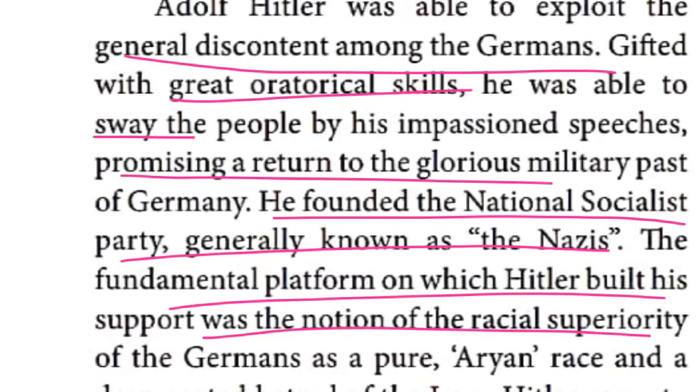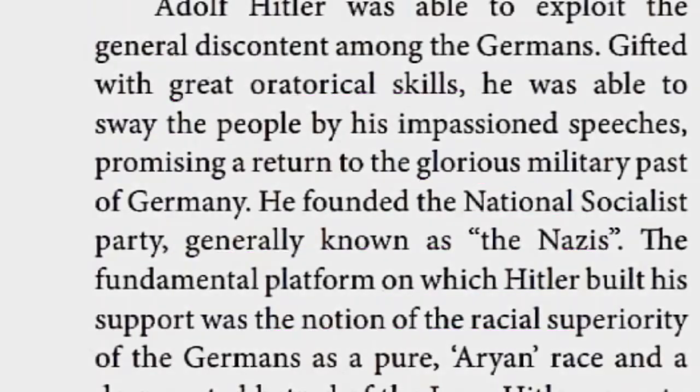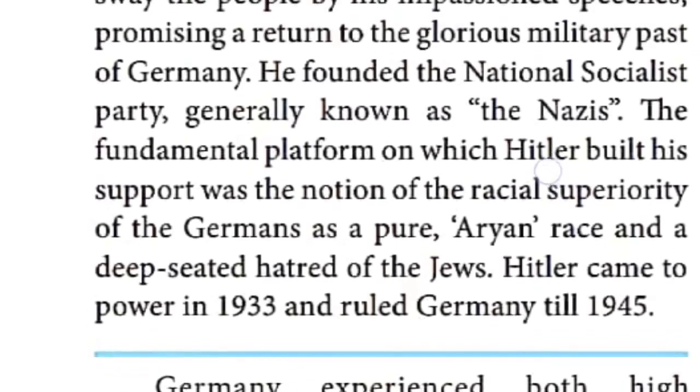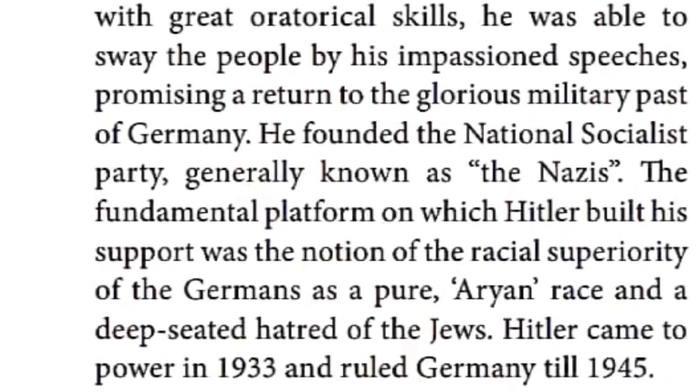When did Hitler come to power? Just before I said, children, 1933. In 1933 he came into power and ruled Germany till 1945. So these are the things that are there.